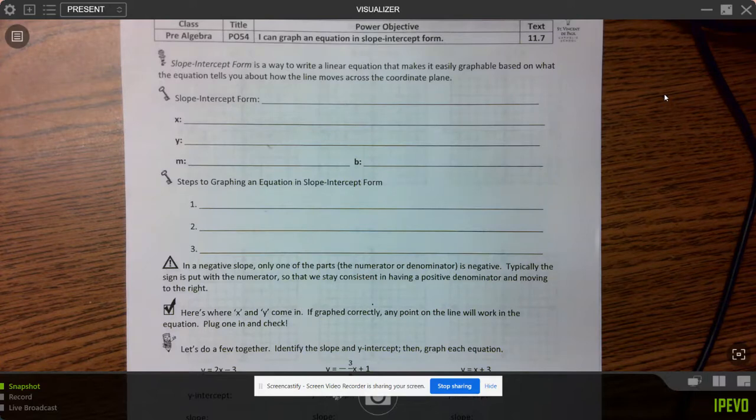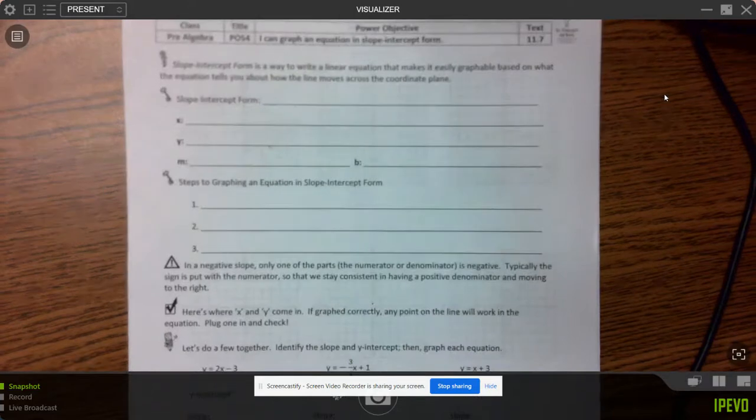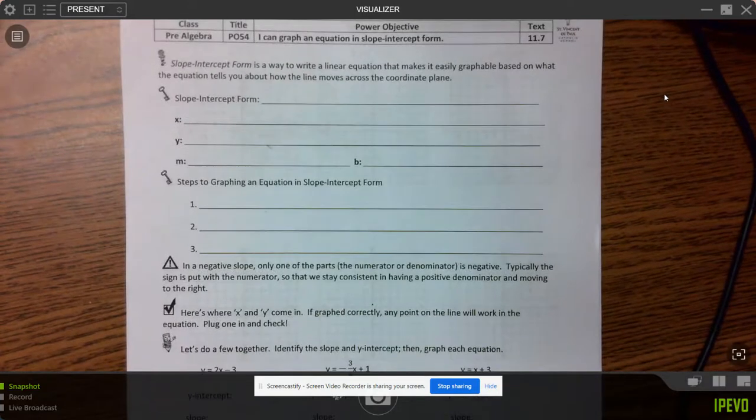The slope-intercept form is a way to write a linear equation that makes it easily graphable based on what the equation tells you about how the line moves across the coordinate plane. So we're going to be using the slope, we're going to be using the y-intercept, and we're going to see how we can easily graph a line based on this equation.